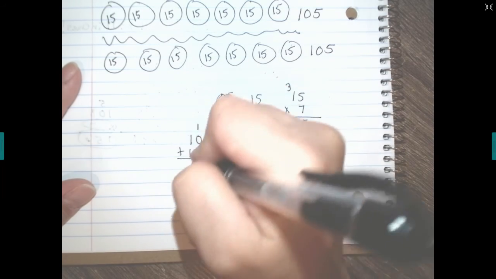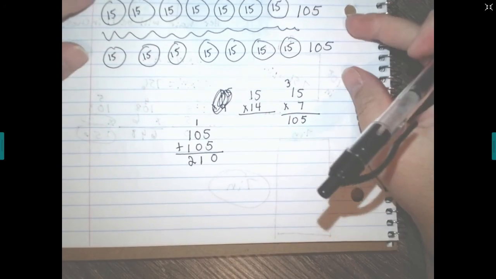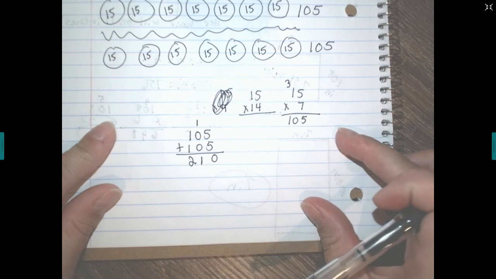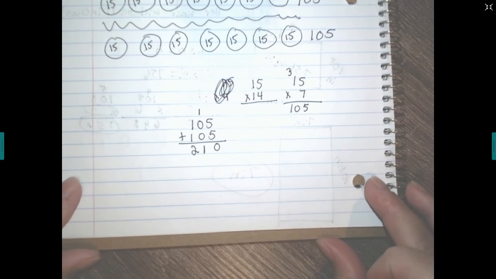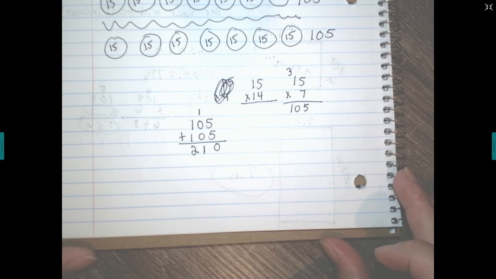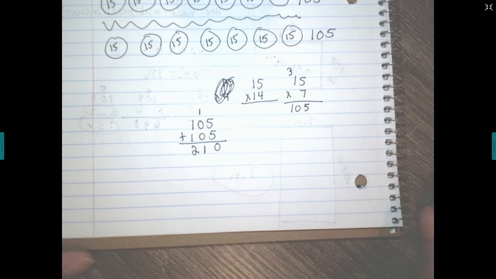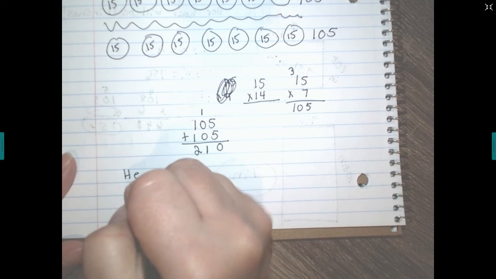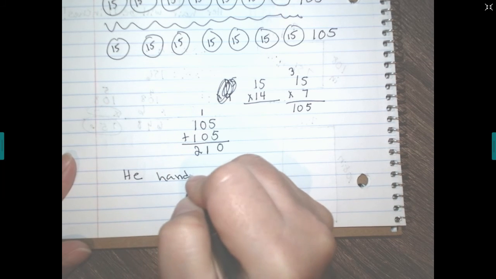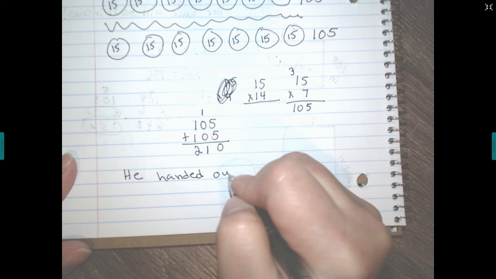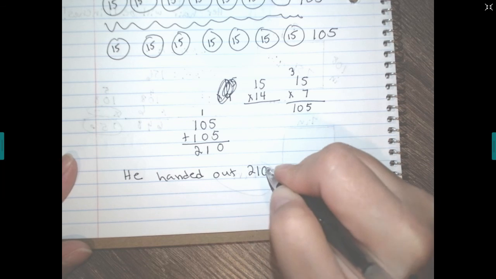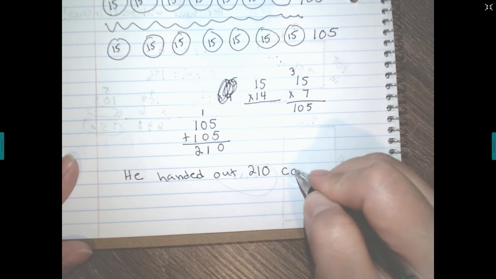All right, so I've got my picture, I've got my equations, and now I need my answer. So the question is, how many coupons did he distribute or hand out? He handed out 210 coupons.